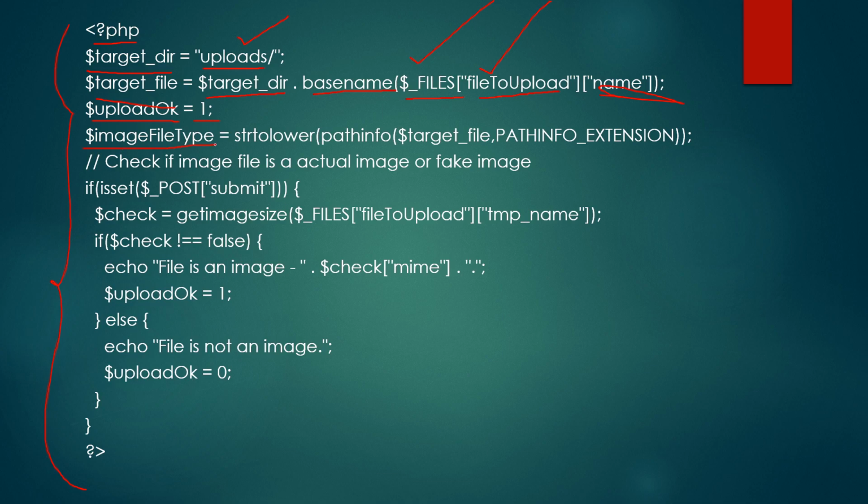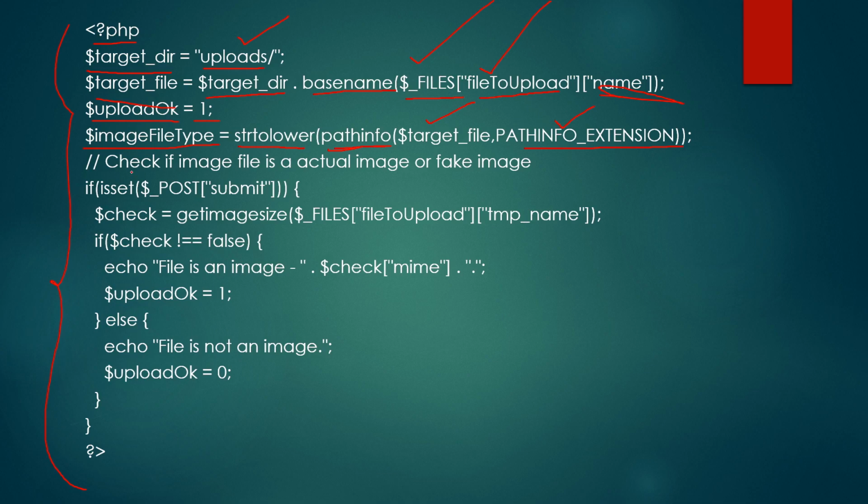Now imageFileType. File type means what type of file it is. Is it a PNG file or a JPG file or a PDF file? That is what I am finding. strtolower means it will convert the string to lowercase. And we have an inbuilt function pathinfo, which takes two parameters. First is the target file, meaning the path where my file is located, and then PATHINFO_EXTENSION. What is the extension of this file? Is it PDF, JPG, PNG? It will take that.